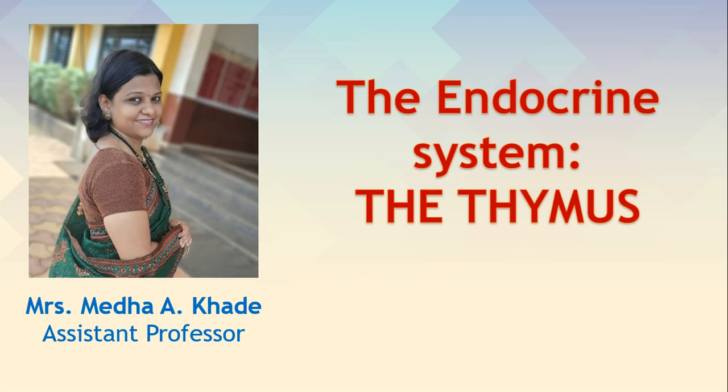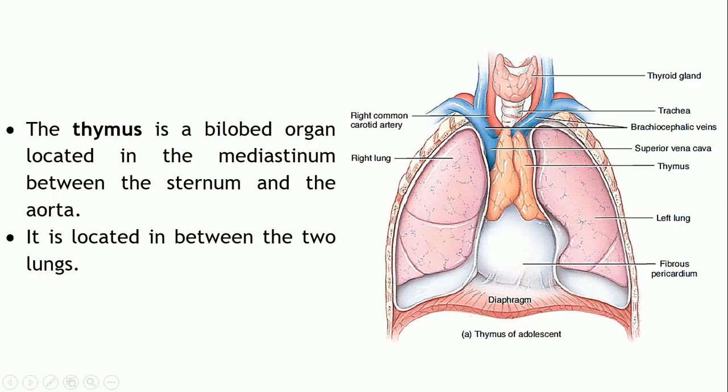So let us continue with the endocrine system. We shall consider the thymus. As you all must have already come across, this particular organ, the thymus, is a part of the lymphatic system, right? So it is one of the lymphatic organs.